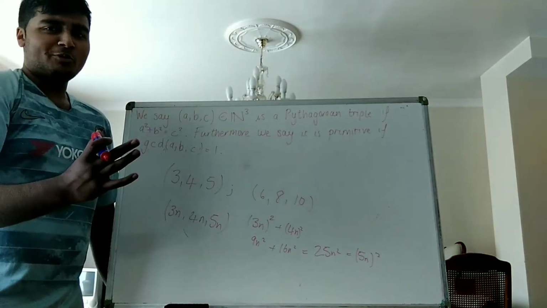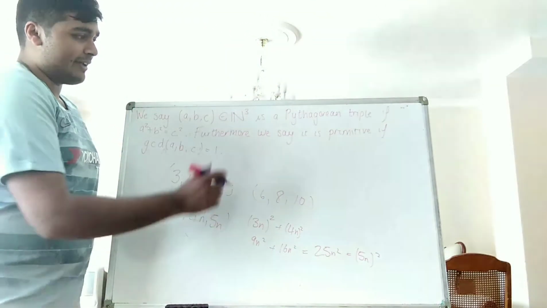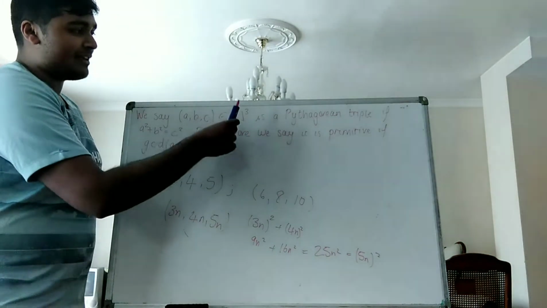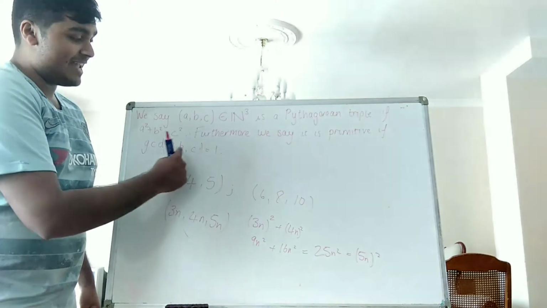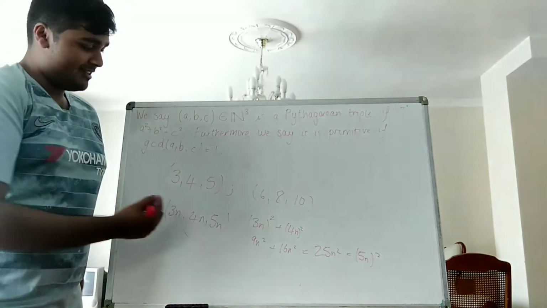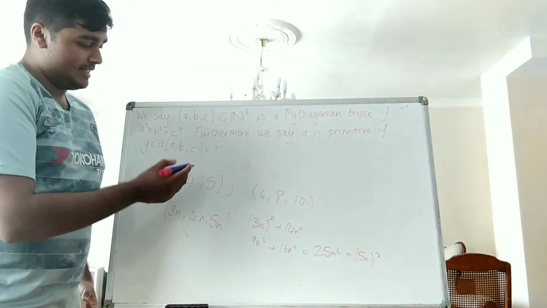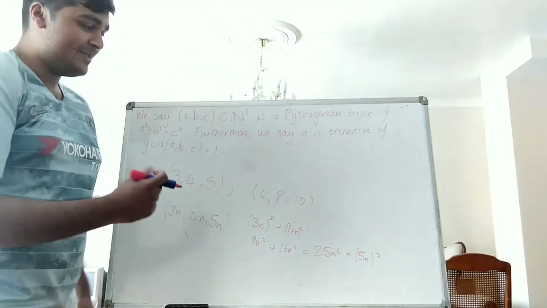So that's sort of a boring problem. But if we add this condition, we talk about primitive Pythagorean triples. So we say a Pythagorean triple is primitive if the greatest common divisor of A, B, C is 1. So in this case, we have 3, 4, 5. Their greatest common divisor is 1. There's no positive whole number which divides 3, 4, and 5 other than 1.